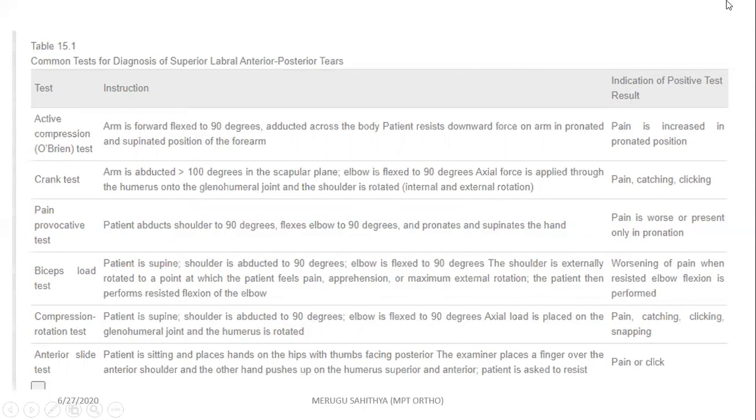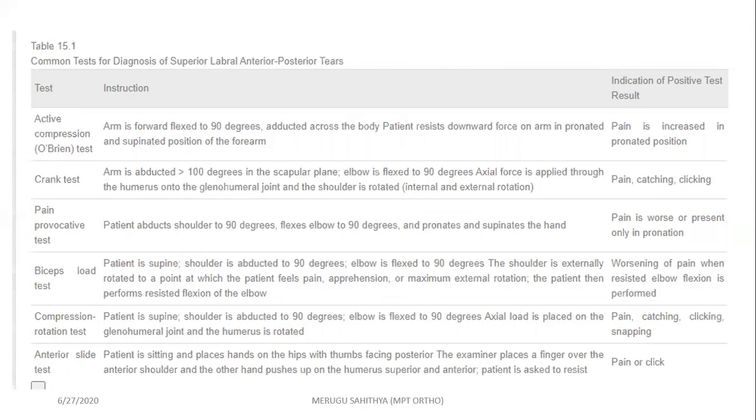Biceps load test. The patient is in the supine position, the shoulder is abducted to 90 degrees, the elbow is flexed to 90 degrees, and the shoulder is externally rotated to a point at which the patient feels pain, apprehension, or maximum external rotation. The patient then performs resisted flexion of the elbow. A positive test result is worsening of pain when resisted elbow flexion is performed.